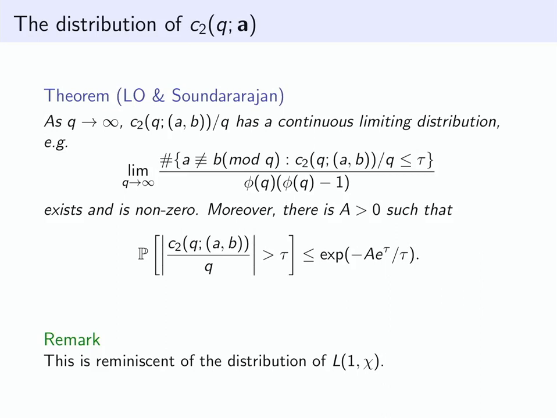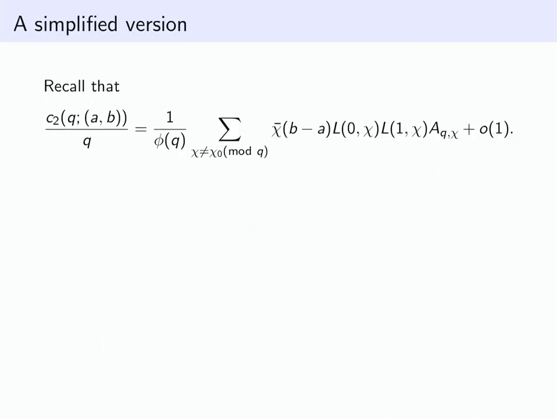I don't really want to tell you so much about where this result comes from, but I wanted to give you some ways of thinking about it. So here is what C2 divided by Q is given by. It's, again, this sum of L values. Let's look at a very slightly simplified version of this.